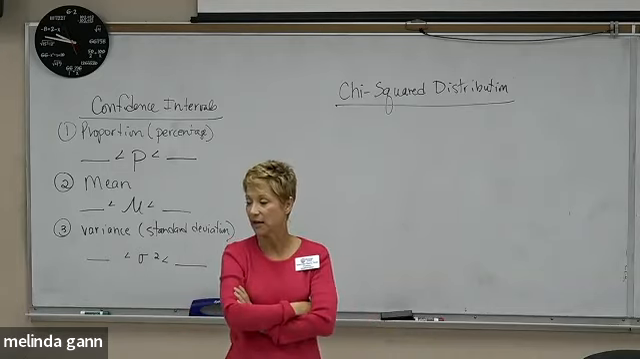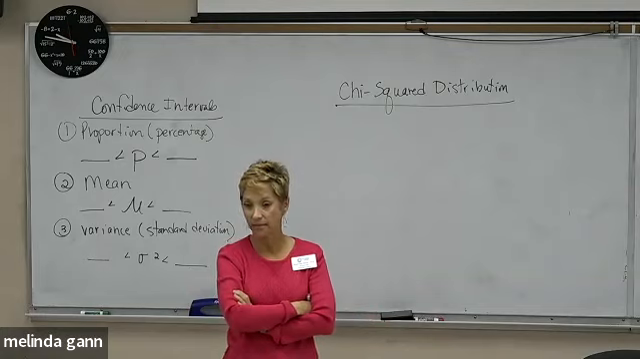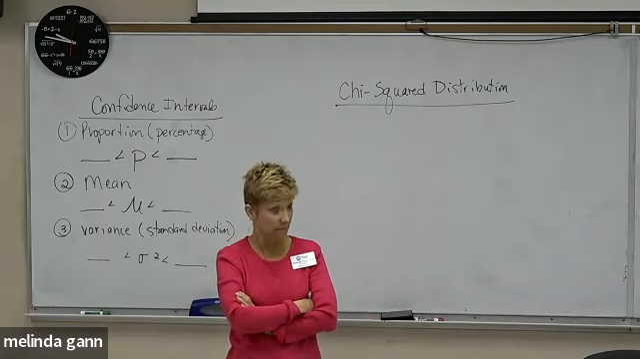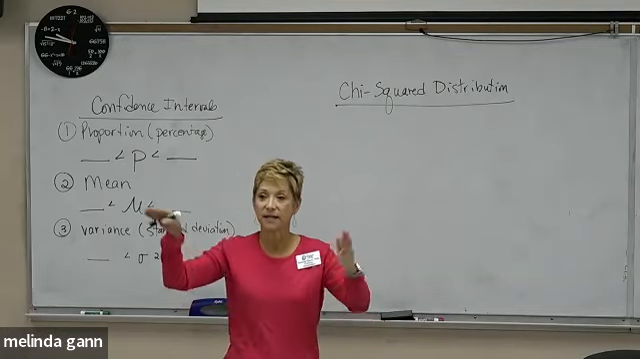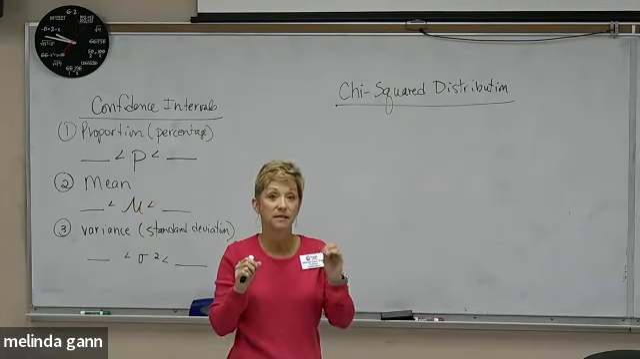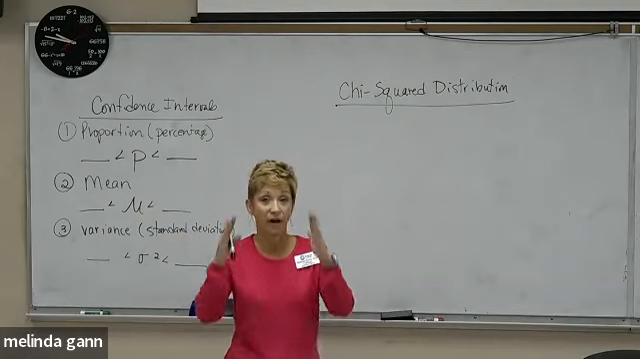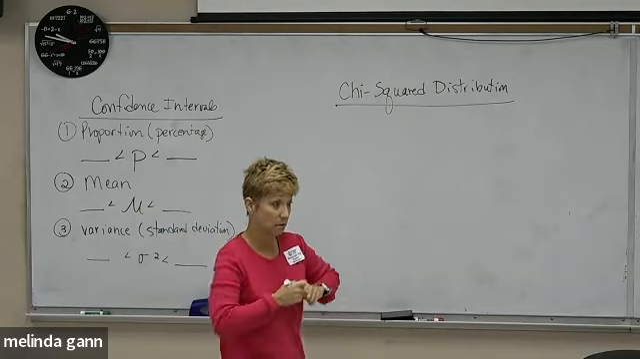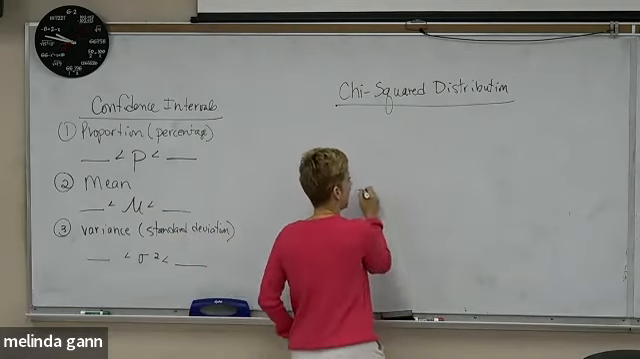And basically, it looks like a normal curve on a bad day. And by that, I mean, it's still one of those bell-shaped curves, but it's not symmetric. And the hump's not in the middle. All right, so it looks more like this.